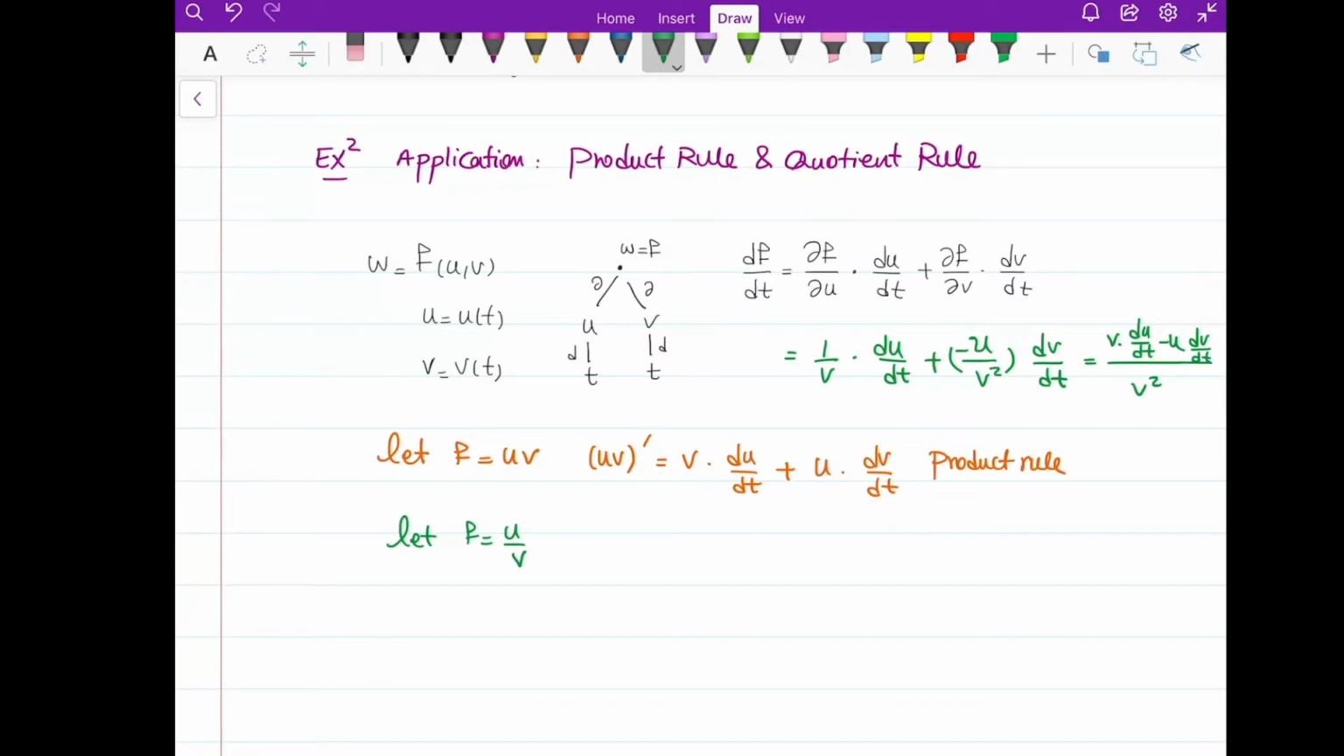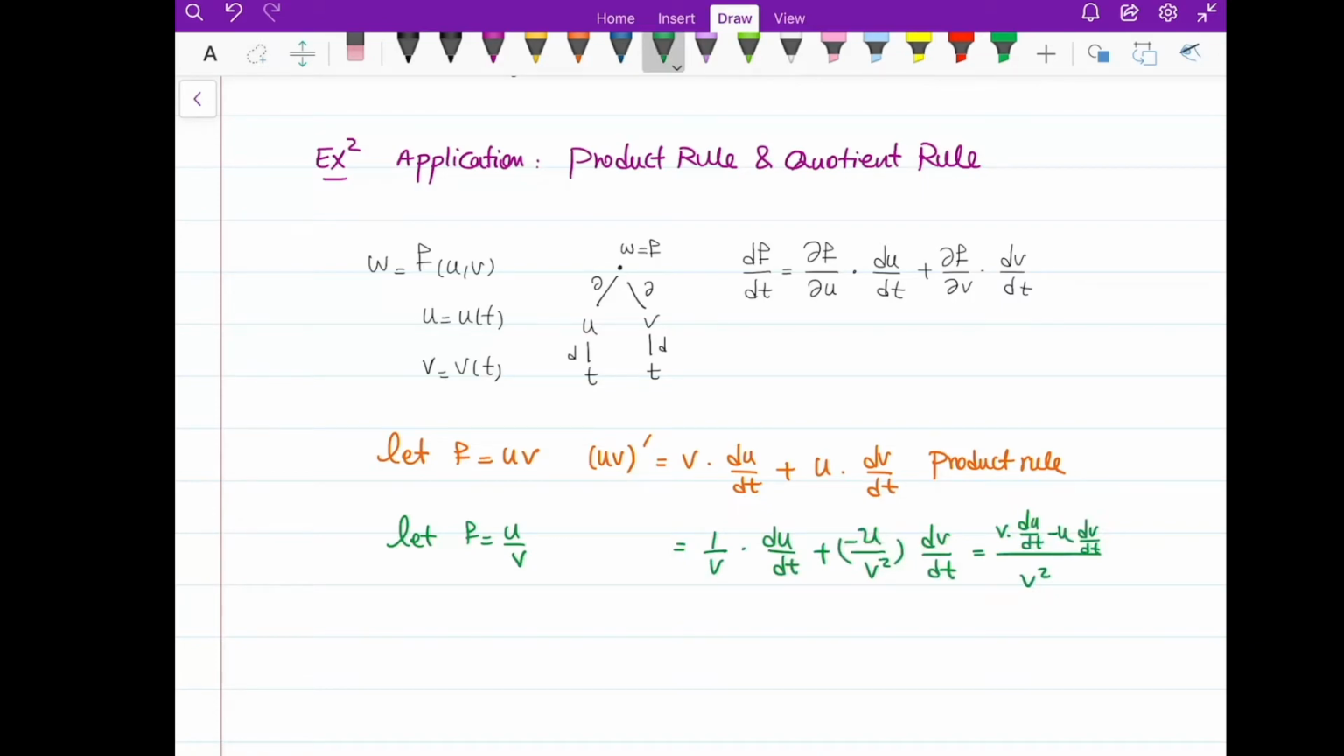Isn't it the quotient rule? Let me bring this one down. So this is basically the derivative of u divided by v. You see, the derivative of that would be the denominator squared in the denominator, and in the numerator the derivative of the numerator times the denominator minus the derivative of the denominator times the numerator. So that's the quotient rule. As you see, we were able to find the product rule and quotient rule using the chain rule of a function of two variables.